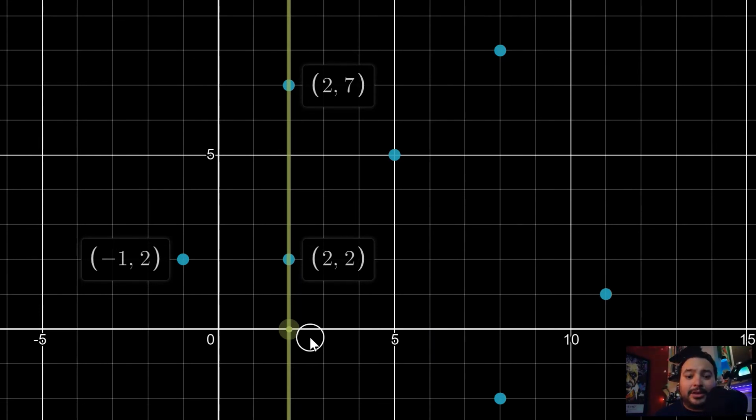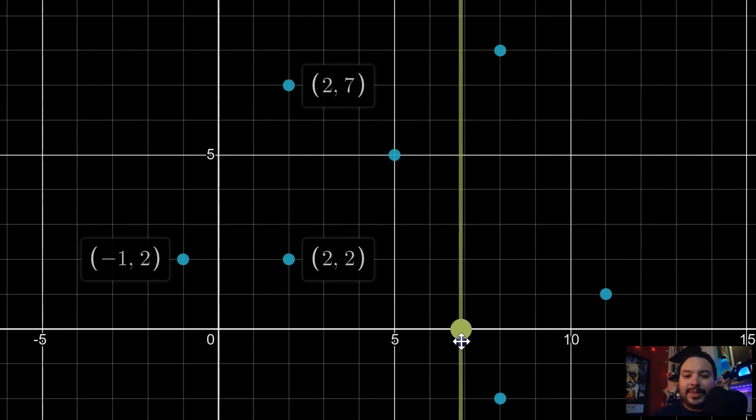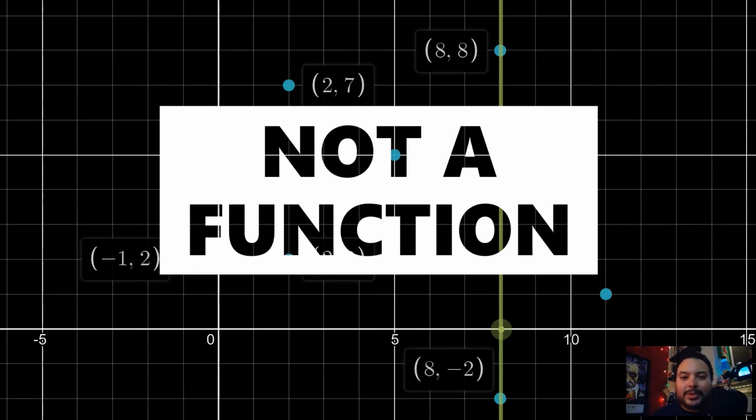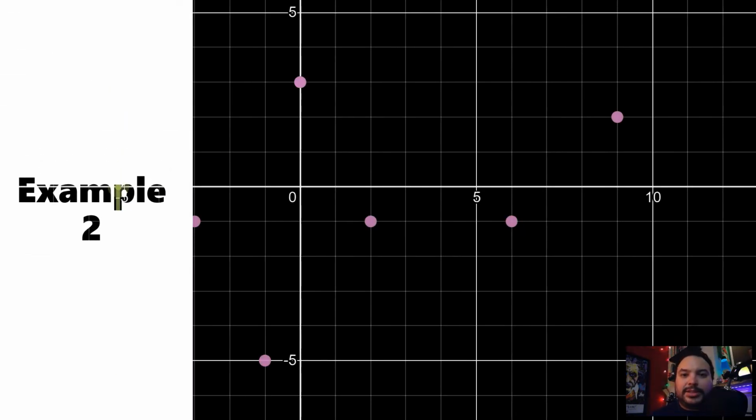In fact, there are a couple of other points having the same problem here. Here I have 8 and -2 and 8, 8. Again, the same input value with two different output values. So it fails the vertical line test. So this is not a function. So let's test this out on a different graph.